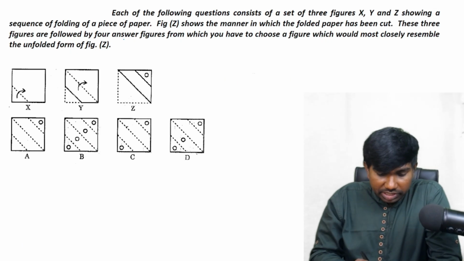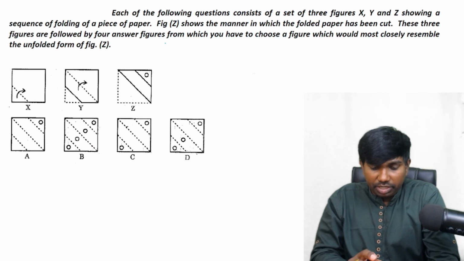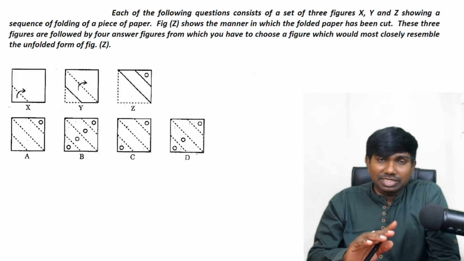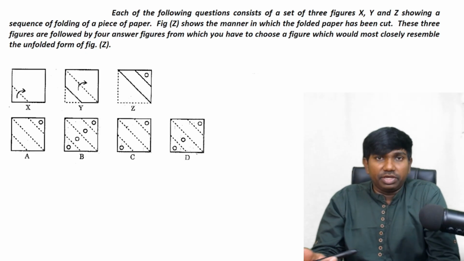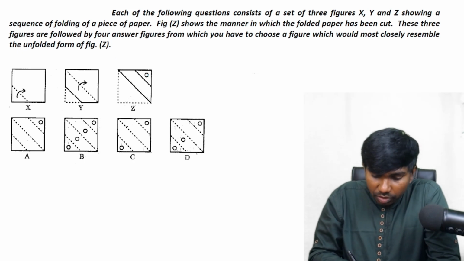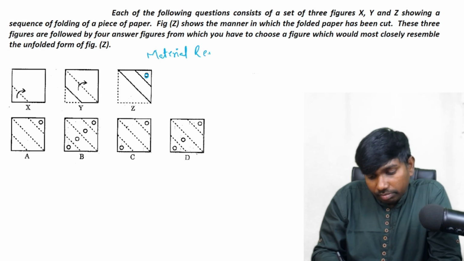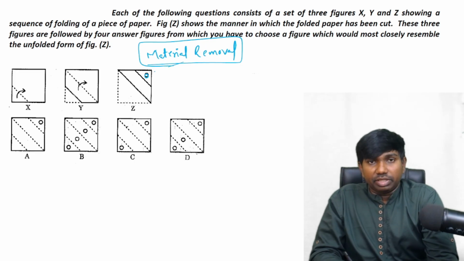Next one, from here onwards, paper cutting. I think you have remembered that one. We have to take an A4 sheet or any sheet, fold it, take scissors and cut it in different shapes, and then unfold it and see what figure you observe. Here cutting is there. That means whatever circle you observe here, material is removed. We are removing a piece of paper in the circular shape.